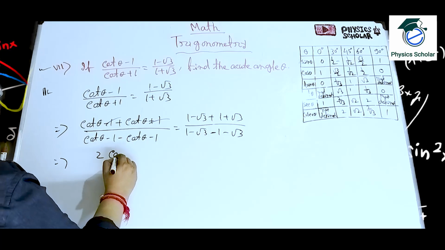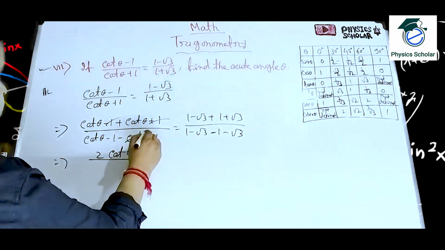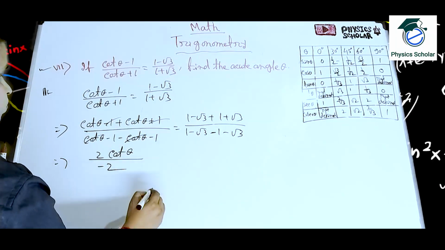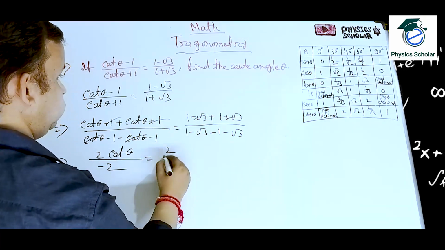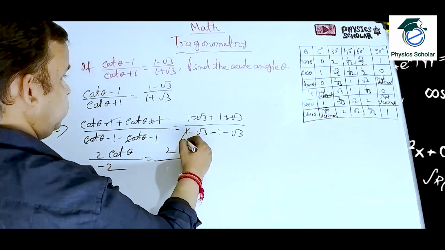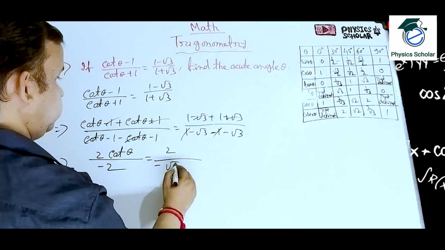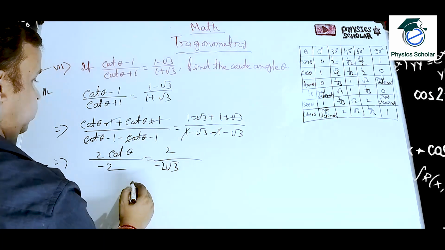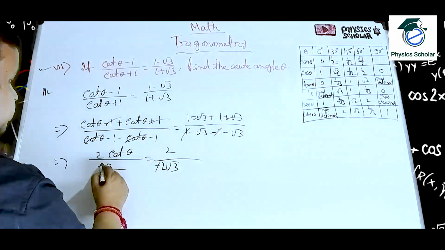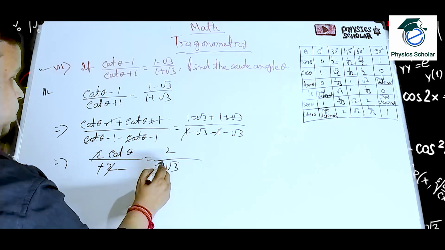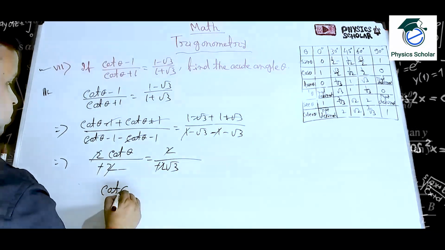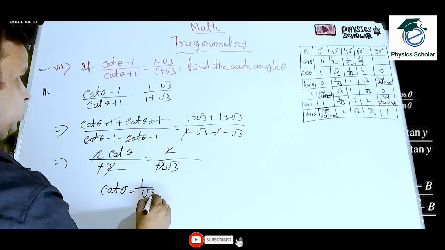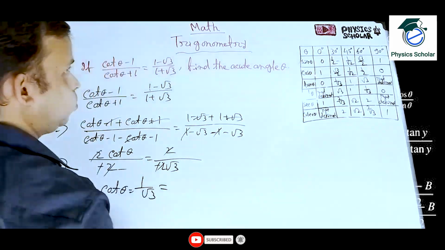2 cot theta divided by this will be cancelled, minus 2 is equal to 2 divided by this will be cancelled, minus 2 root 3. Clear? So this sign will be cancelled, this will be cancelled, this will be cancelled. That means cot theta is equal to 1 by root 3.